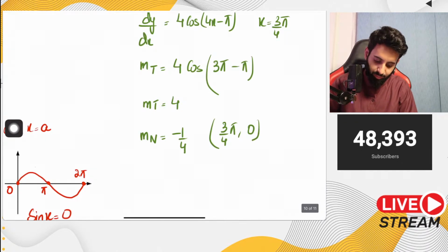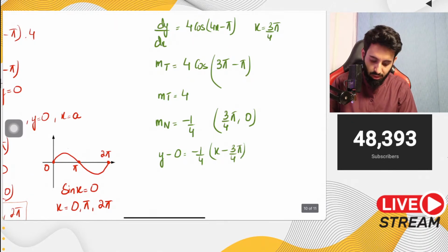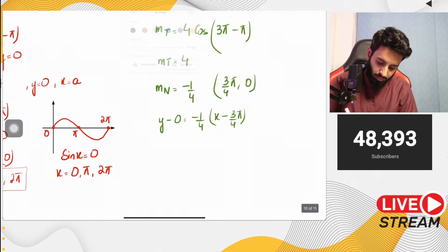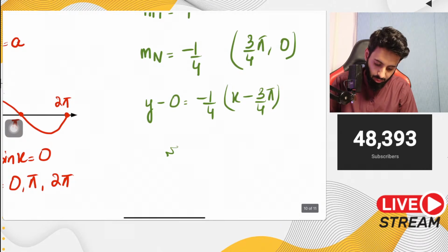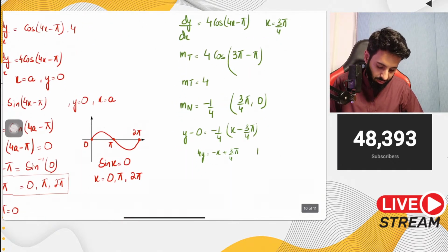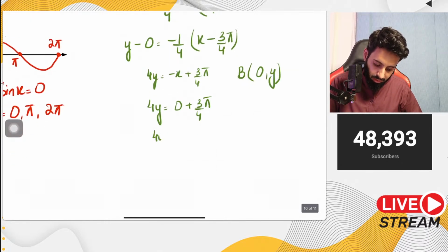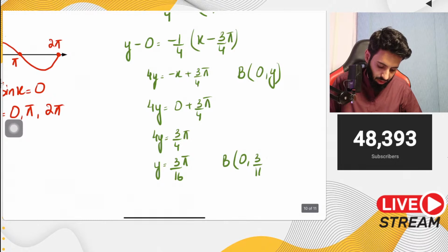Okay, so like I said, now that we have everything we need, we can form an equation. y minus 0 is equal to minus 1 upon 4 times x minus 3 upon 4 pi. Cross multiply and you get 4y equal to minus x plus 3 upon 4 pi. Now, since you need to find the point where the normal meets the y-axis, you're going to plug in 0 in place of x. So 4y is equal to 0 plus 3 upon 4 pi. Make y the subject. Divide 3 upon 4 pi by 4 again, so you have 3 upon 16 pi. Now you have the coordinates of b: 0 comma 3 upon 16 pi.